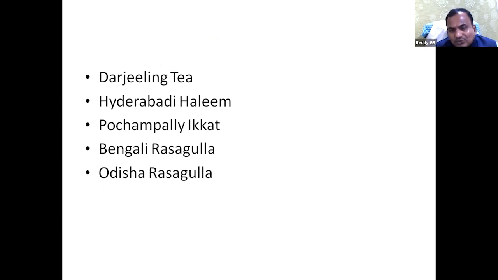We have Darjeeling tea, Hyderabadi Halim, Pochampalli Ikat, about 30 plus families. I think they are living a decent life today. Bengali Rasgulla, Rasgulla is a wonderful sweet. But Odisha people complained about the grant of GI tag to Bengali Rasgulla. Later on, they also got their own Rasgulla, Odisha Rasgulla. Now they are competing with each other as to which one is sweeter or more, in fact, tasty and all. So this is one important aspect, dear students.